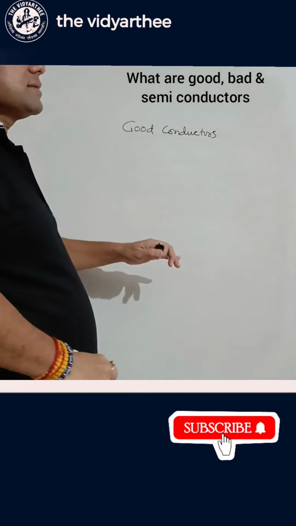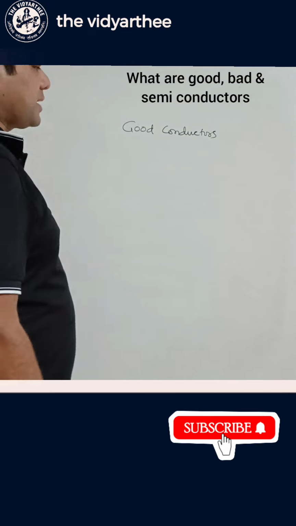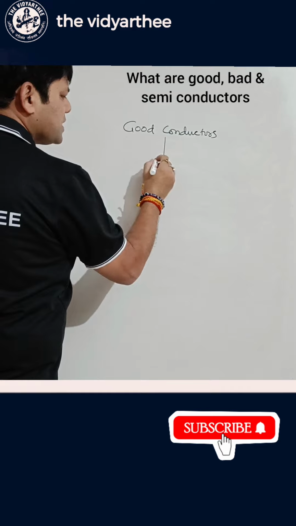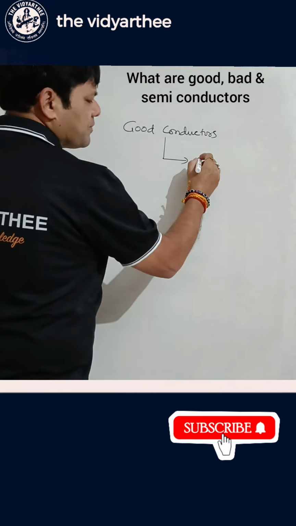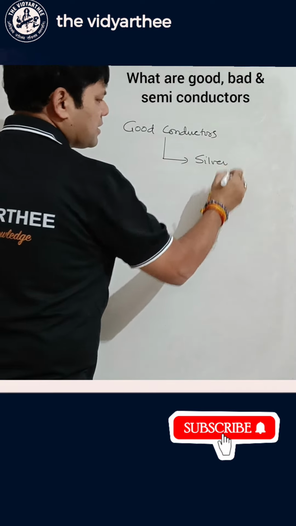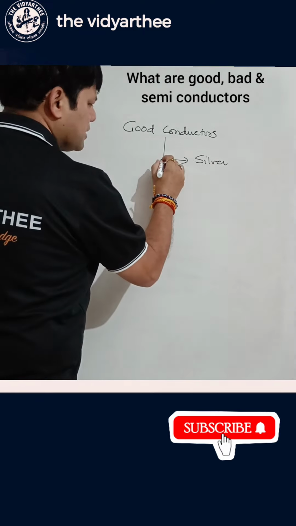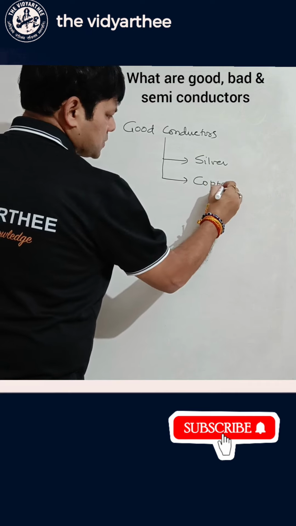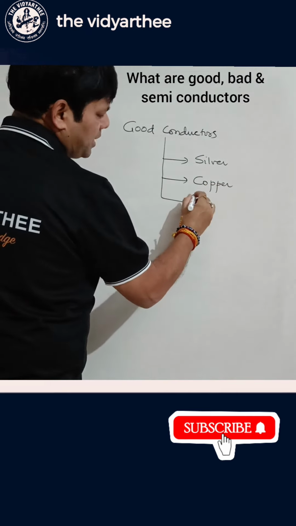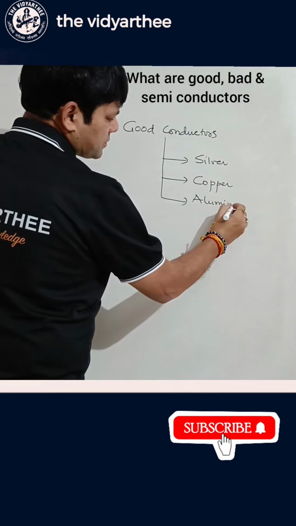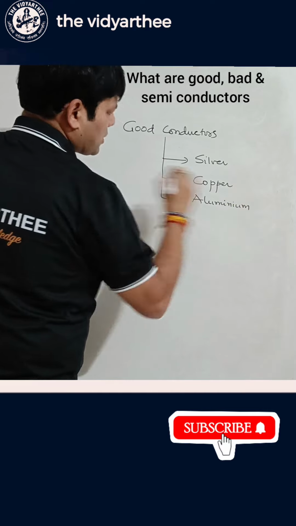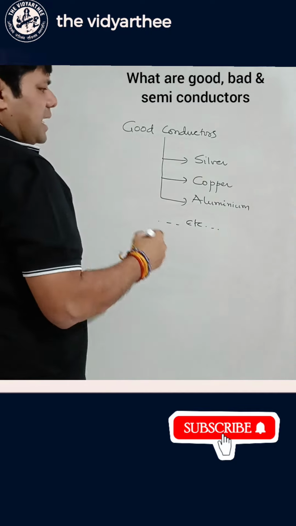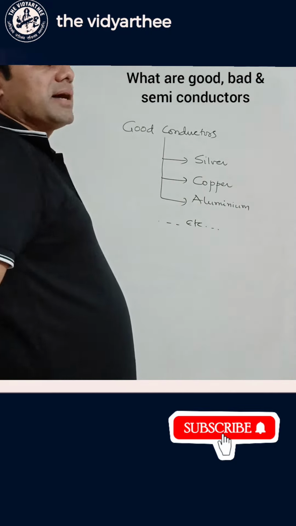Basically, conductors which can allow passage of current is called a good conductor. There may be conductors which are very good conductors like silver. Silver is a metal which allows maximum current as compared to that of copper, right? And then comes aluminium and so on. So good conductors means which has less resistance to flow of current.